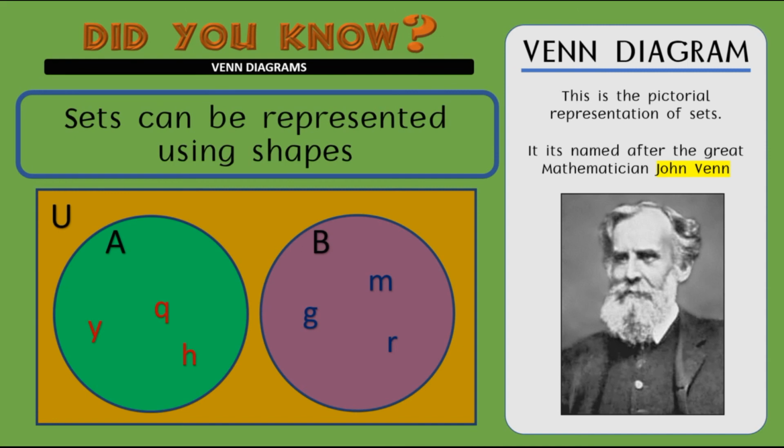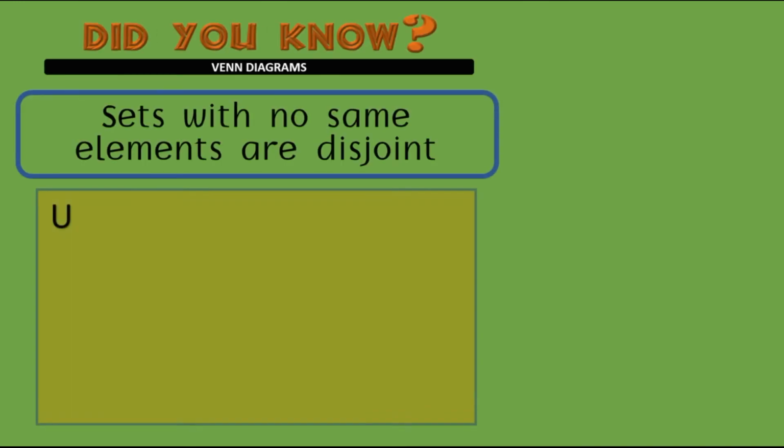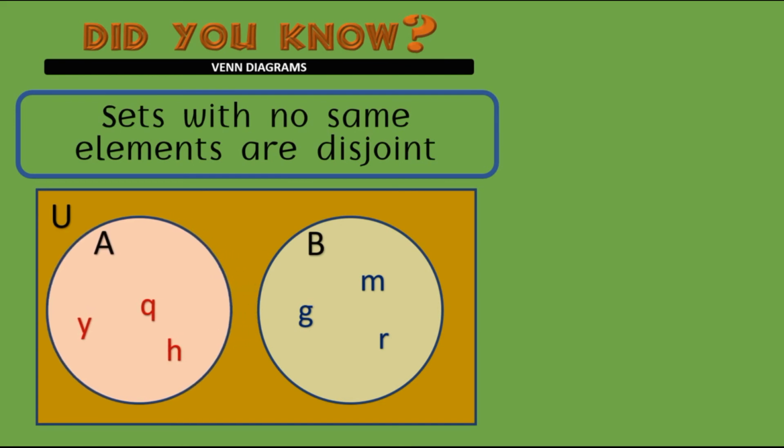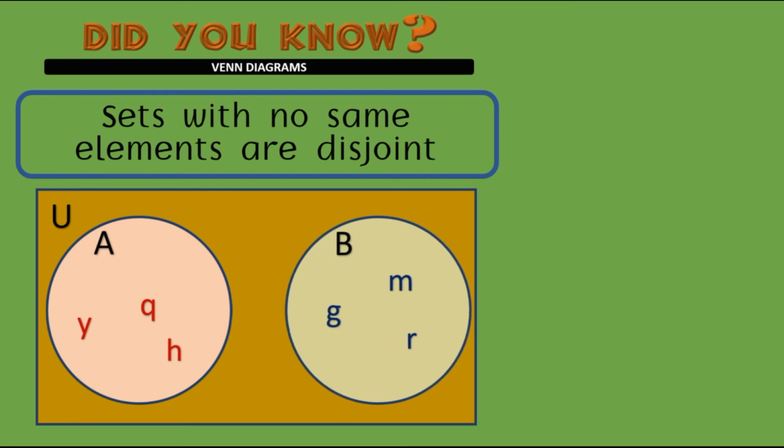Venn diagram is the pictorial representation of sets. It is named after the great mathematician John Venn. Did you know sets with no same elements are disjoint? This means sets with no same elements are drawn separately. For our set A and set B, since none of the elements of the two sets are the same, then sets A and B should be drawn in two separated circles.